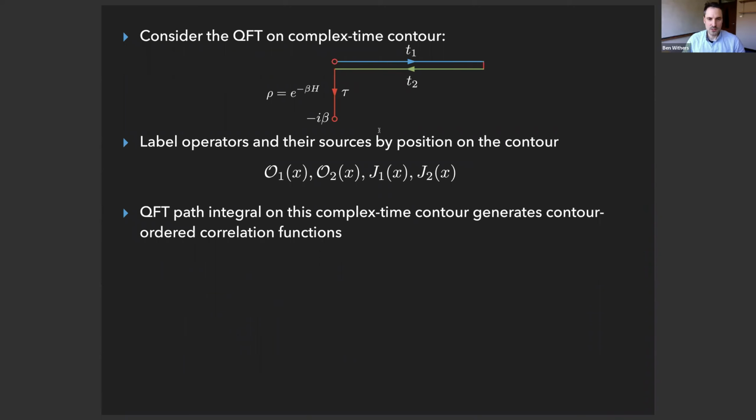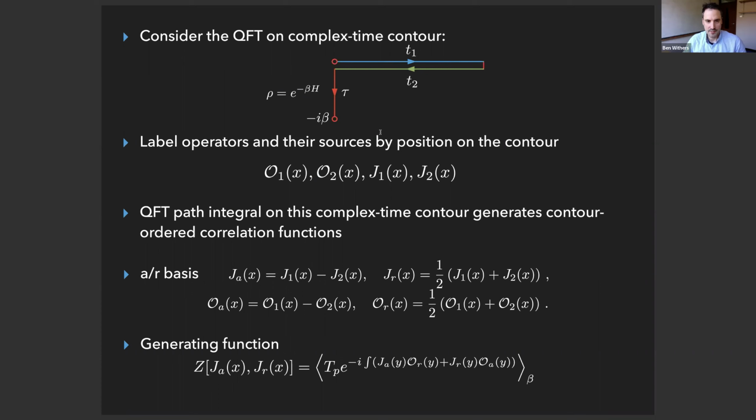So the idea is that if we consider our quantum field theory path integral, where our quantum field theory lives on this complex time contour in the presence of these sources, this path integral will generate contour ordered correlation functions. Let me be a little more specific. Instead of using sources and operators labeled by 1 and 2, we switch to a slightly different basis. Here I'm taking the difference between the sources 1 and 2, let's call that J_A, and the difference between the operators, call that O_A. And then the average of the sources, which we'll call J_R, and the average of the operators, which we'll call O_R. So this is just a slight rotation in our basis.